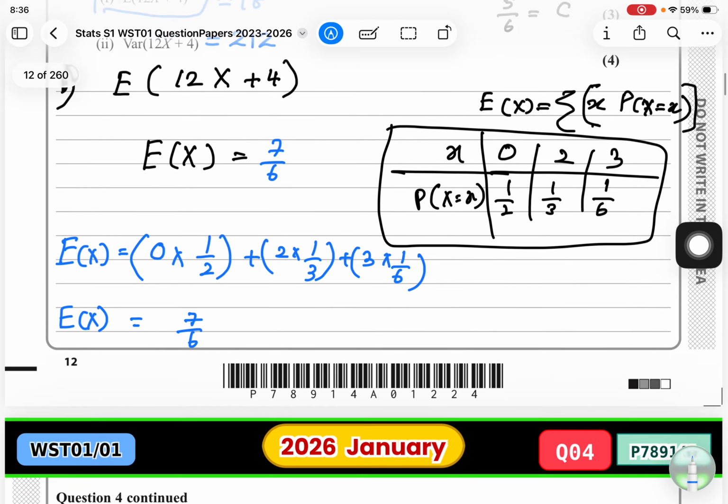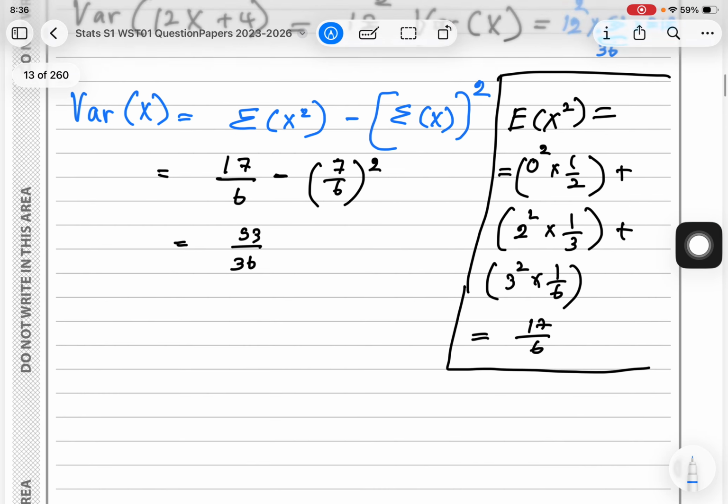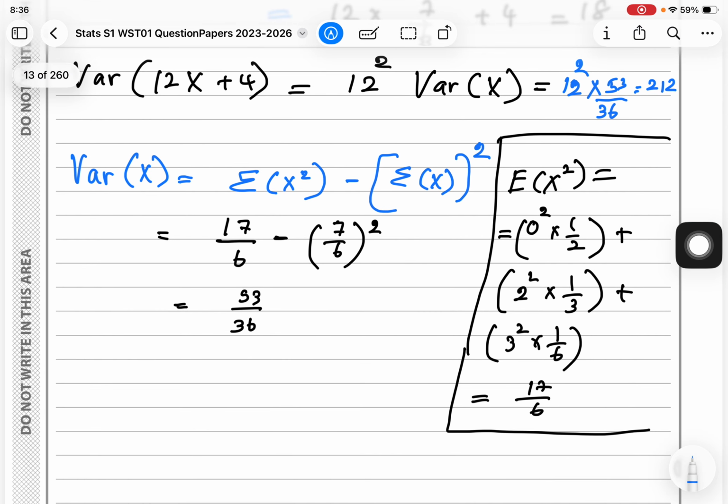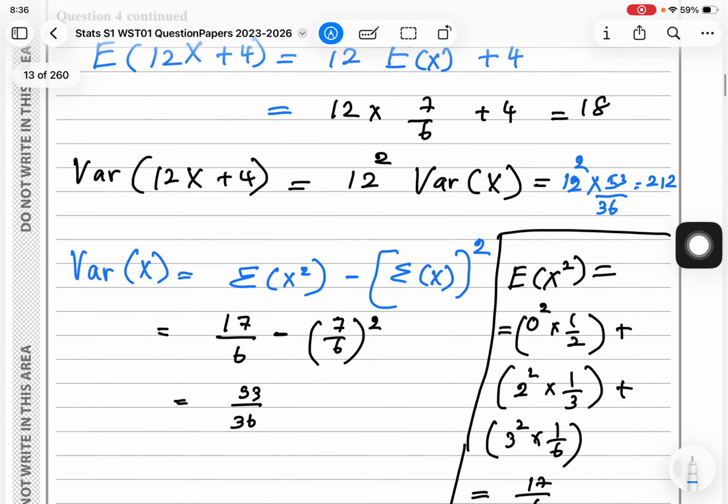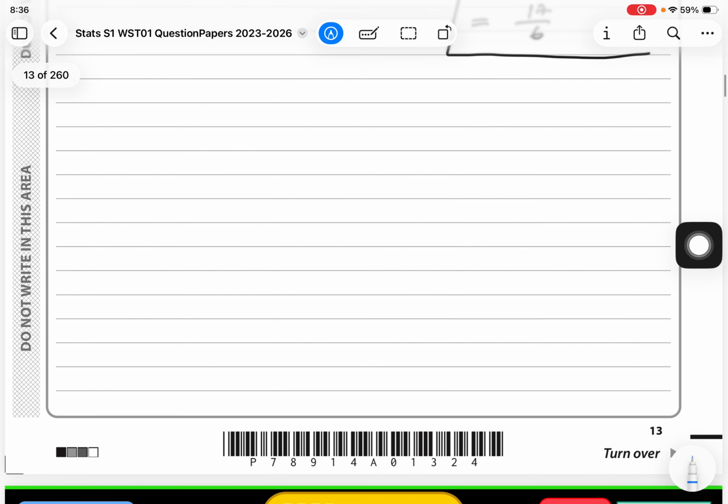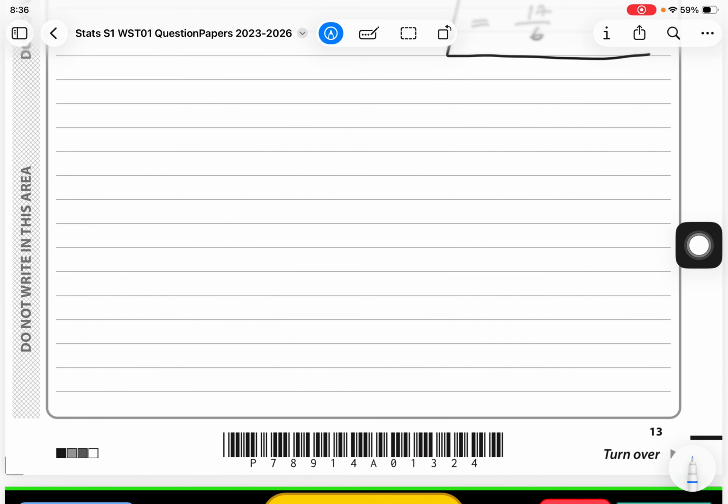This is how we complete the question. It's pretty straightforward. It's just that you should remember all the equations and where to apply them. Thank you. Hope this is clear.